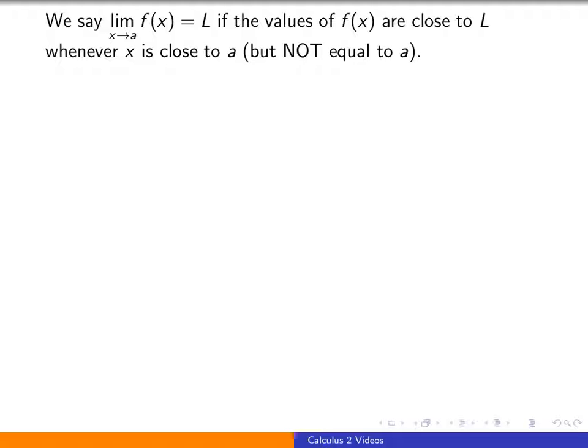So recall from Calculus 1, we say that the limit of a function as x approaches a is equal to some number L if we can make the values of f of x close to L by making the inputs close to a. Now recall when we're making the inputs close to a, they can be on either side of a, but they cannot be equal to a.